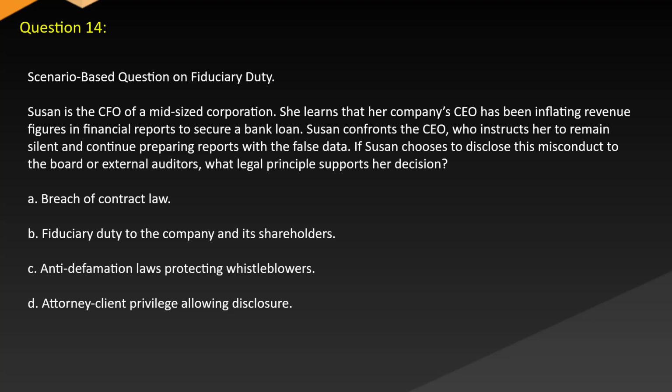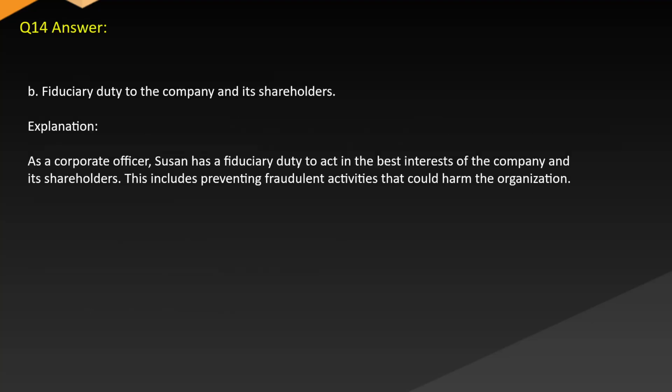A. Breach of contract law. B. Fiduciary duty to the company and its shareholders. C. Anti-defamation laws protecting whistleblowers. D. Attorney-client privilege allowing disclosure. Answer: B. Fiduciary duty to the company and its shareholders. Explanation: As a corporate officer, Susan has a fiduciary duty to act in the best interests of the company and its shareholders. This includes preventing fraudulent activities that could harm the organization.